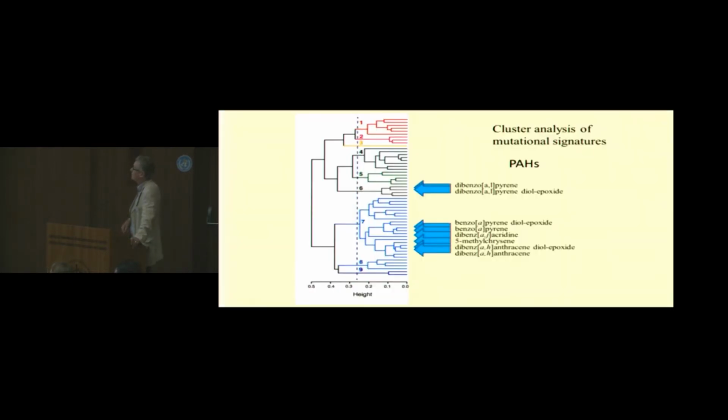So if we do a cluster analysis on the 41 mutational signatures, that's shown here, and it breaks down into about 9 clusters. And this is looking at where the polycyclic aromatic hydrocarbons, and we had quite a number of them, cluster. So you've got a whole group here, all clustering close together, these ones here, and then you've got one up here that's dibenzo-a,l-pyrene, which is quite different from the other group here. And that, again, we can understand why that is the case.